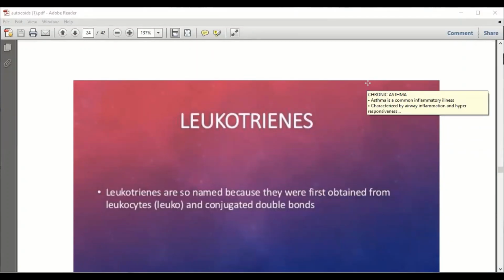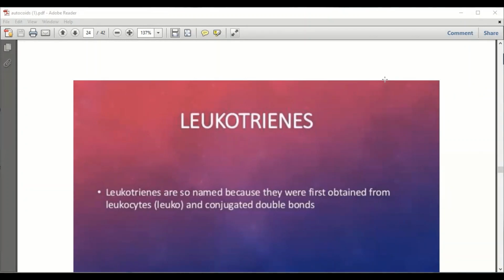Good. Now we are in the series of discussion of autacoids, and initially we discussed histamine, then we talked about serotonin, then we talked about prostaglandins. So today we are going to talk about leukotrienes, and you remember all these autacoids are mediators of inflammation and immune response.